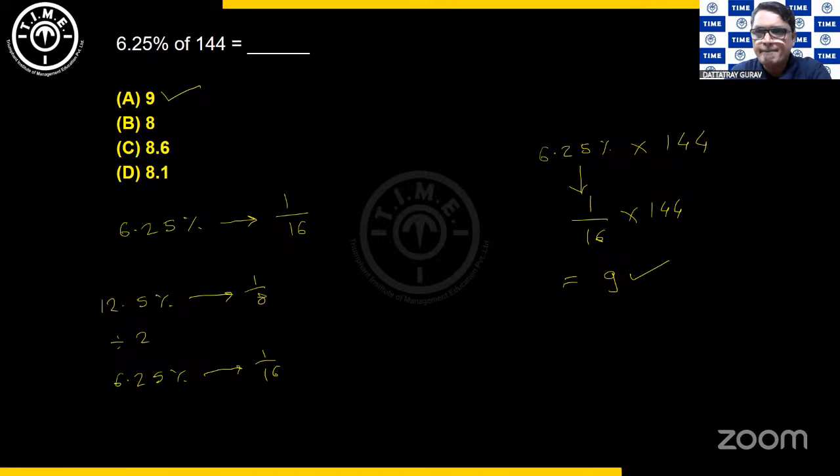This part is okay. Very simple question, but you should know the breakup. What is 6.25? 1 by 16. Next question.